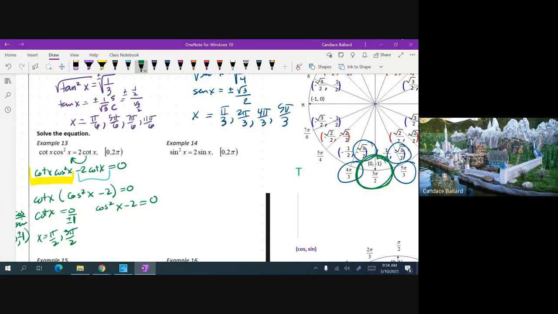So I'm going to move my 2 over. So cosine squared x equals 2. And then I'm going to square root, technically plus or minus. Cosine x equals, now here's a problem. There is not somewhere on the unit circle where I have square root of 2 or square root of 2 over 1. So this half doesn't produce a true solution. It's extraneous on that side. So I only get pi over 2 and 3 pi over 2.